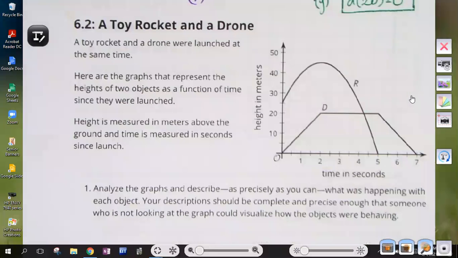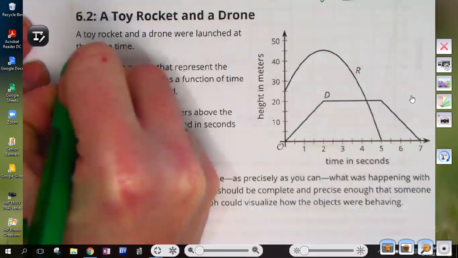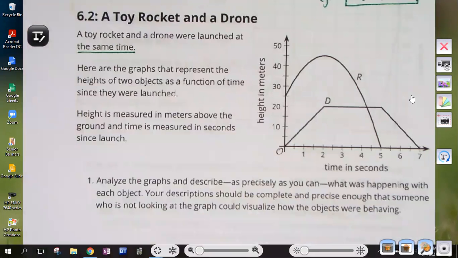We have a toy rocket and a drone, okay? So we have a toy rocket and a drone were launched at the same time. All right, so I want you to imagine those two toys, okay? We know how they kind of work, right? Toy rocket, it just shoots up in the air, and then eventually what does it do? It comes back down. Does it usually go straight up and then immediately straight back down? No, what's it kind of do? Yeah, it goes up, and then it kind of like falls back down somewhere else, right? Kind of like when you throw a baseball or something.